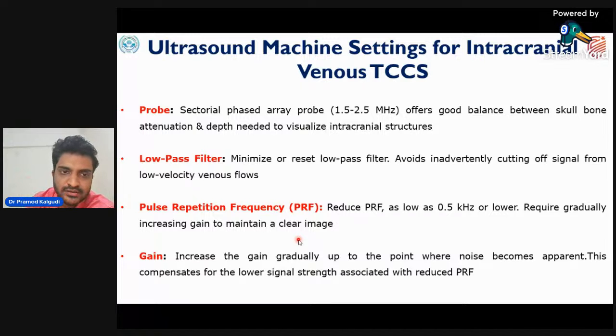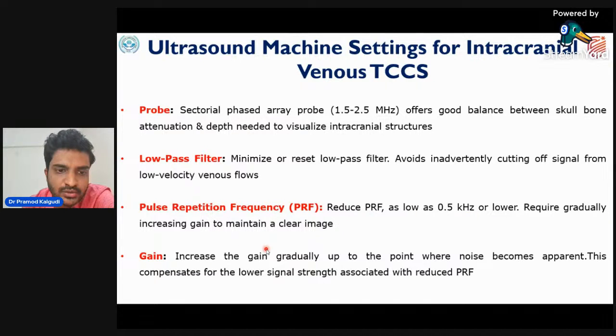Once you have decided to insonate a vein, that is after you visualize the mesencephalic plane, let's say, and after you have visualized the MCA, then you troubleshoot your ultrasound settings. Using the same phase array probe, check the low pass filter, whether it is on or off. It's better to keep it on, or at the least minimize it, so that it would not cut off the low velocities from the venous system. And then the PRF, what I was telling you about: you need to reduce the PRF as low as 0.5 kilohertz or even lower to get a clear image.